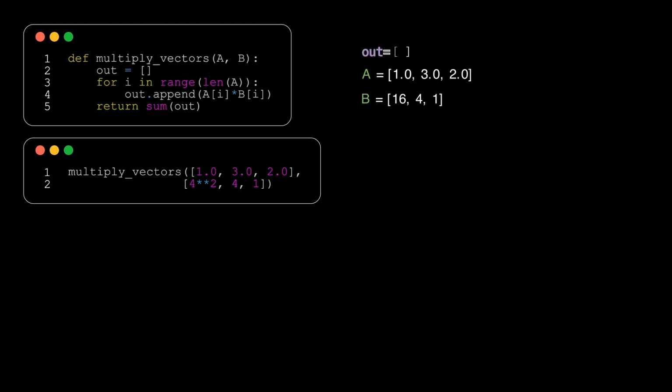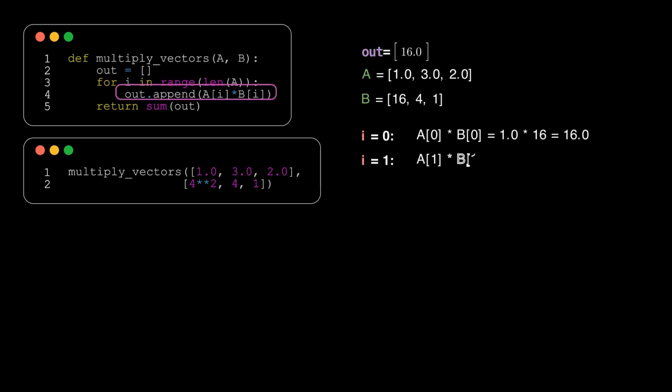We then initialize an empty list out for our products. We'll iterate through vector A, multiply corresponding elements from A and B, and store the results in the output list. We start with A0 and B0, multiplying 1 and 16. The product 16 is added to the outlist. Now we move to the next pair, A1 and B1. Multiplying 3 by 4 gives us 12. We add this 12 to the outlist.